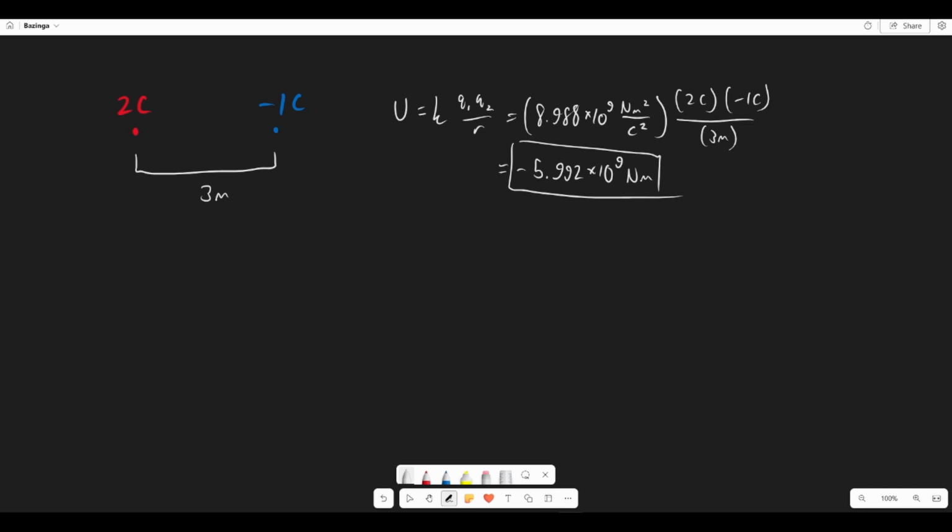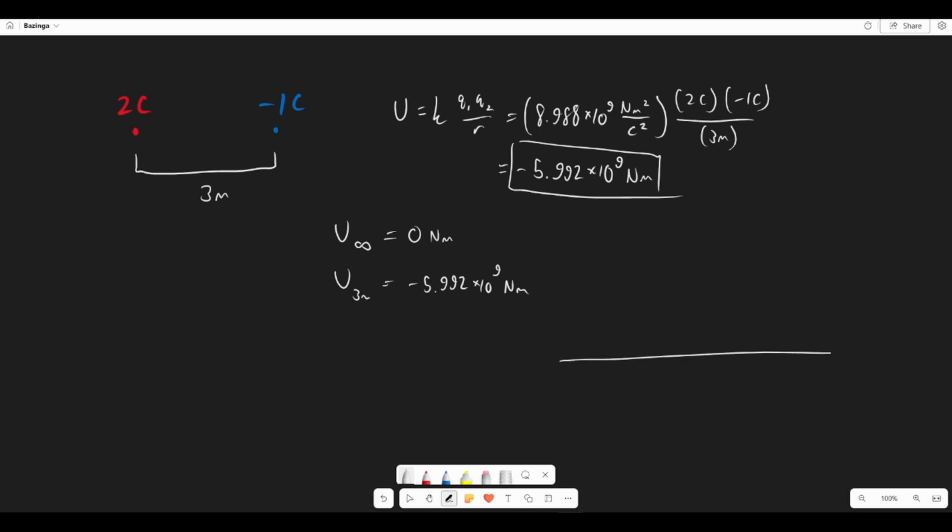So what this means is that if the potential energy between these two particles at infinity is 0, then the potential energy between these two particles at 3 meters is -5.992 × 10^9 newton meters.